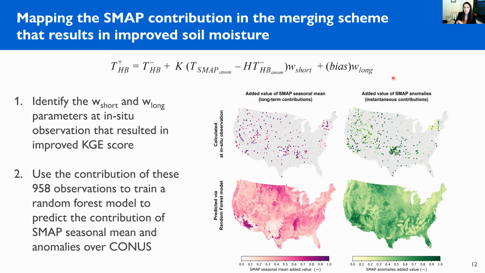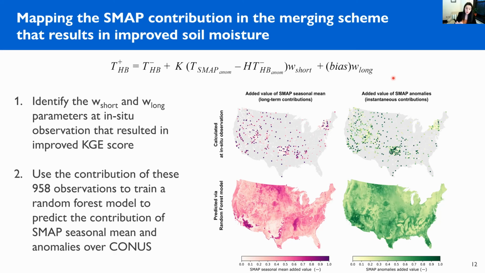And what we can see here on the two bottom lines now is the predicted map for SMAP seasonal mean contribution and SMAP anomalies contribution. And what we can see is that there are locations where SMAP contributes a lot for the emerging skin, so it does help to improve the emergent soil moisture performance. And there are other locations where SMAP doesn't add much value, especially in terms of the seasonal mean values.